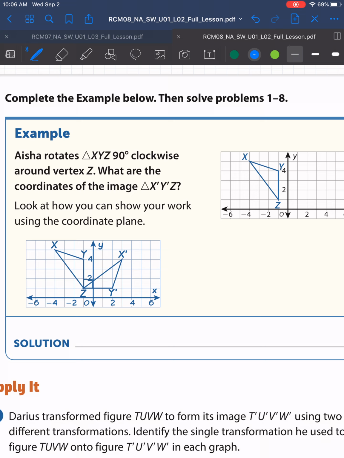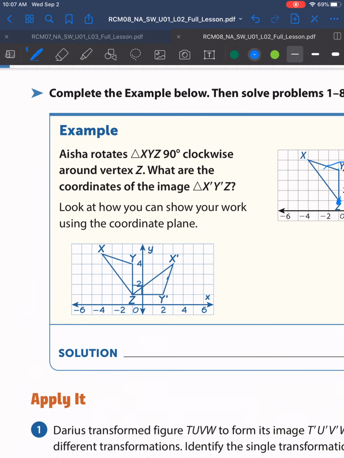Okay, so Aisha rotates triangle XYZ clockwise around the vertex Z. Okay, so Z is its little pivot. What are the coordinates of the image X'Y'Z? Look at how you can show your work using the coordinate plane. So she rotated it around Z, so Z was the pivot. The shape rotated, so now we have the new shape over here. And now, what are the new coordinates?